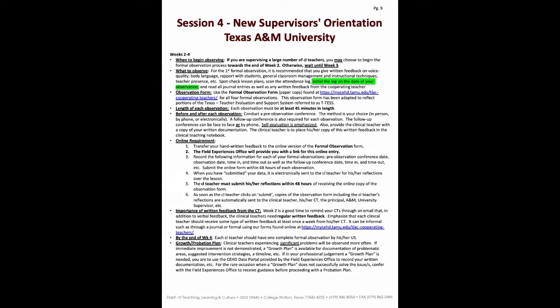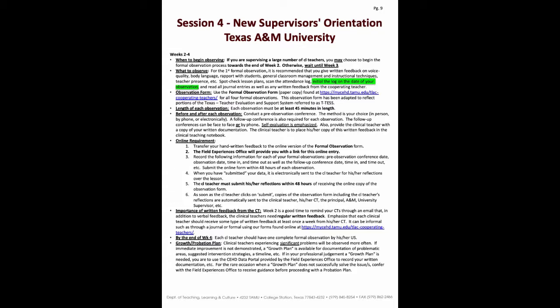Now weeks 2 through 4. There is a suggestion concerning when to begin observing, which is to wait until week 3. There's information about what to observe for the first formal observation, and the observation form to use, which is the formal observation form. There's also information about the length of each observation, which is at least 45 minutes. Also, what to do before and after each observation.